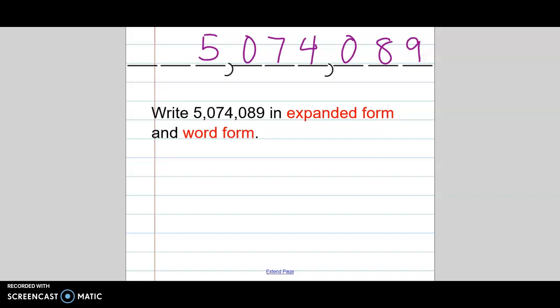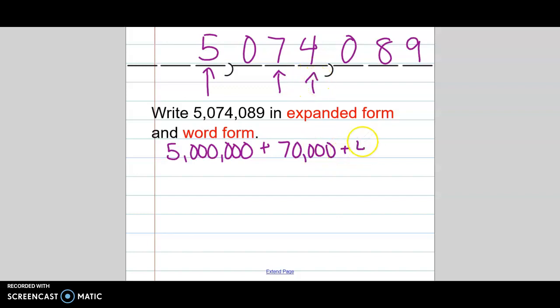And we can do it in expanded form first. I know the 5 is in the millions place. So I'm going to write down 5 million plus I have a 7 in the 10,000s place, so it's 70,000. Plus there's a 4 in the thousands place, which is 4,000, plus an 8 in the tens place, which is 80, plus 9 in the ones place, which is 9.